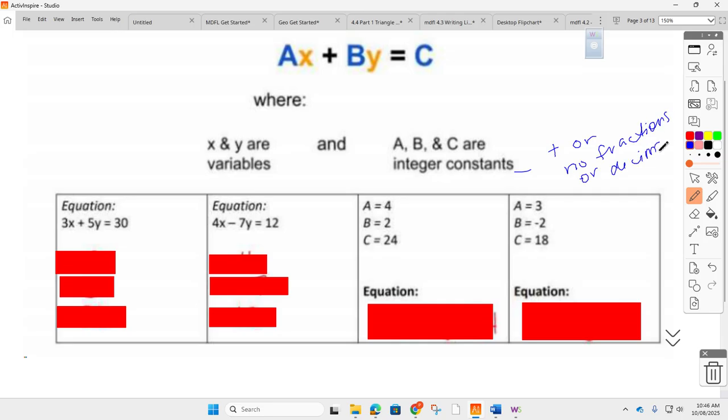There's another criteria, and we'll talk about that in a minute. So looking at this standard form formula, AX means A times X, BY means B times Y, and C is equal to C. And that's not going to change. C is for constant. It doesn't change. Now, this term's value could change depending on what we plug in for X and Y.